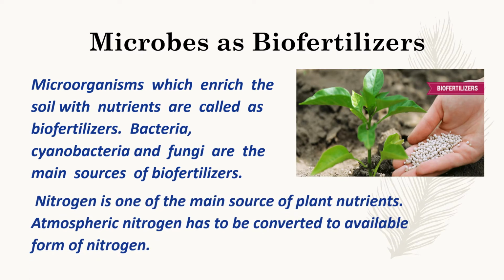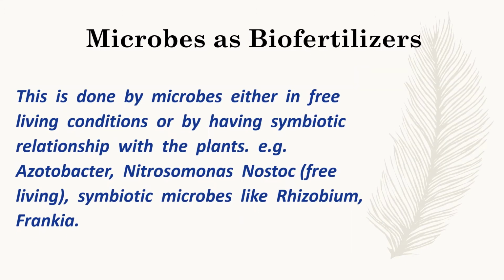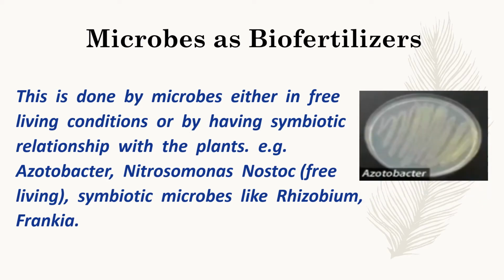Nitrogen is one of the main sources of plant nutrients. Atmospheric nitrogen has to be converted to an available form of nitrogen. This is done by microbes either in free living conditions or by having a symbiotic relationship with the plants. Examples: Azotobacter, Nitrosomonas, Nostoc as free living microbes, and symbiotic microbes like Rhizobium and Frankia.